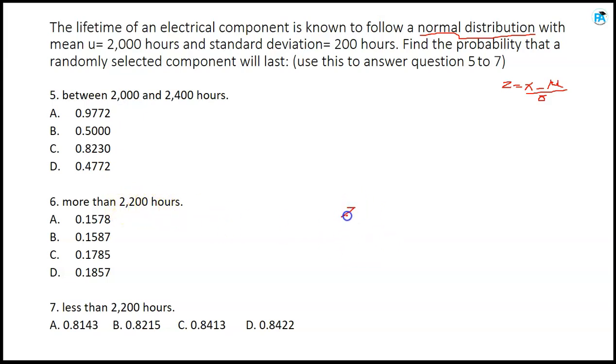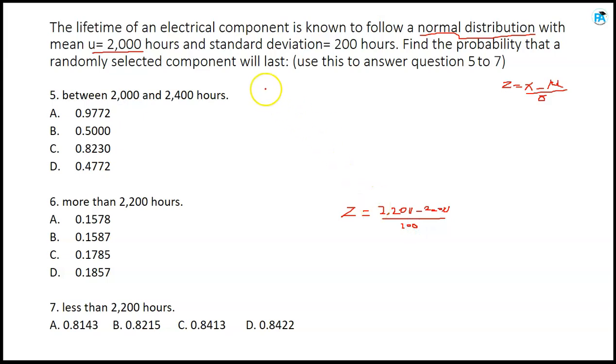So first of all, I'm answering question 6. You consider your x to be 2200. So you substitute 2200 in place of x. So 2200 minus, what is the mean according to the question? The question gave us a mean of what? 2000 hours, isn't it? So you substitute 2000 there. Divided by, what is our standard deviation? Standard deviation is what? 200.